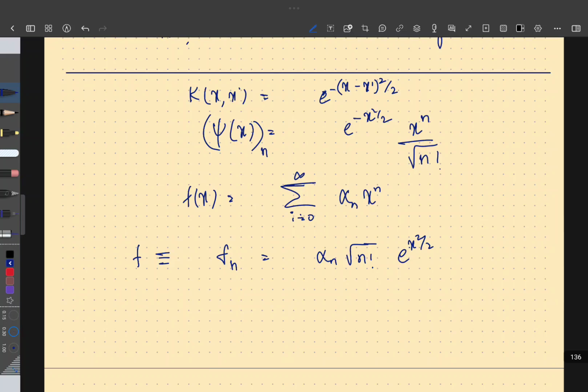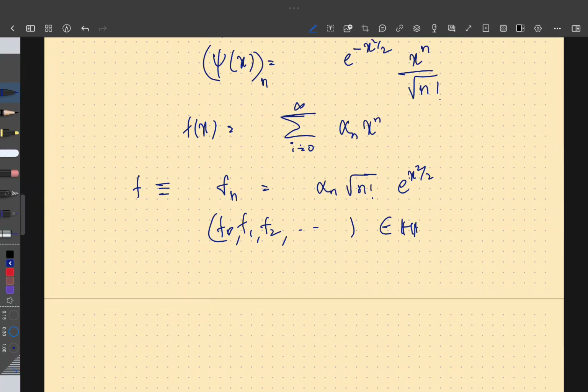Let's say this is the embedding. So the function f corresponds to this vector f1 through fn, f0, f1, f2, and so on. This vector belongs to this RKHS, which is defined by the Gaussian kernel.